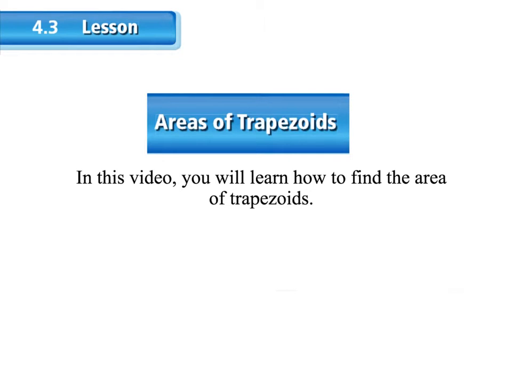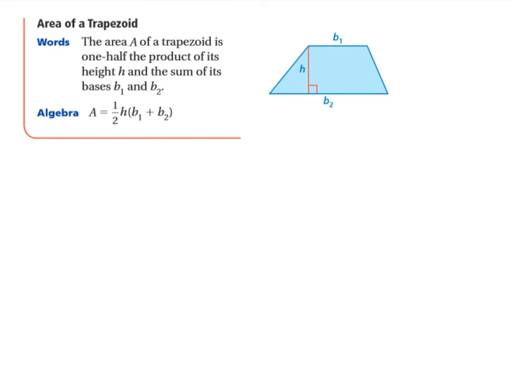This is lesson 4.3, Areas of Trapezoids. In this video, you will learn how to find the area of trapezoids. Trapezoids are shapes that have four sides. Two sides are parallel to each other, and the other two are not.